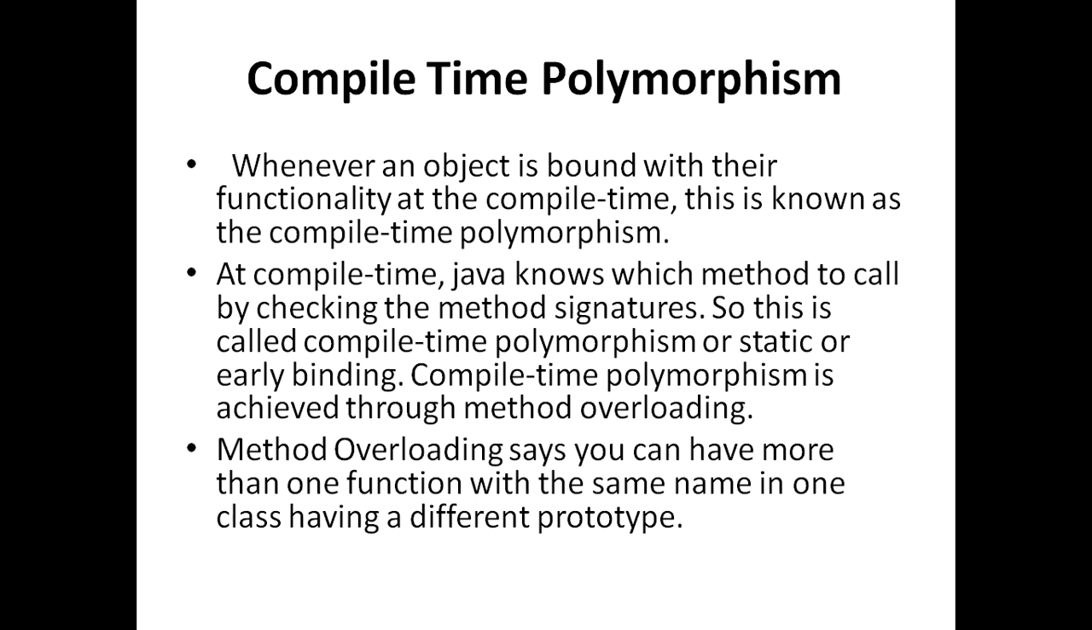the input needs to differ, or at least the method signature needs to be changed. Either it may be for the input or it may be for the return type. The signature needs to be changed. So at compile time, Java knows which method to call by checking the method signatures. So this is called compile time polymorphism, or static.